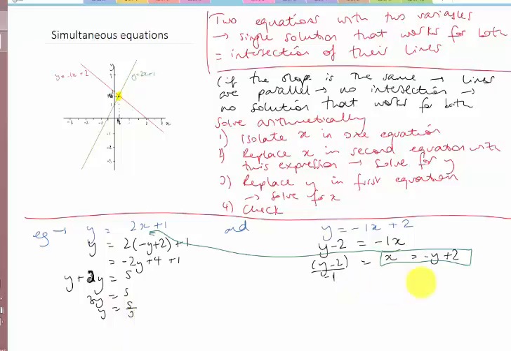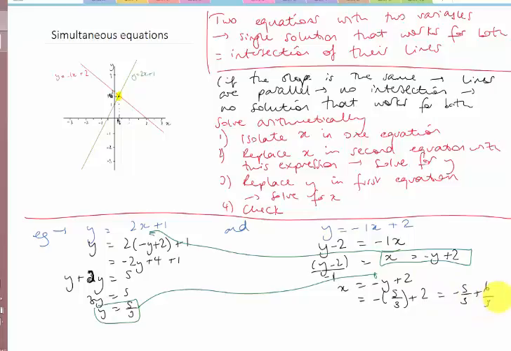Great, so now we know what y is. We can replace over here everywhere we see a y. So we know that x is equal to minus y plus 2. So everywhere we see a y, we can replace it with 5 thirds. So x is equal to minus 5 thirds plus 2, which is to say minus 5 thirds plus 6 thirds, or 1 third. So there's our solution. So x is 1 third, y is 5 thirds, and that's what we saw when we looked at the graph here.